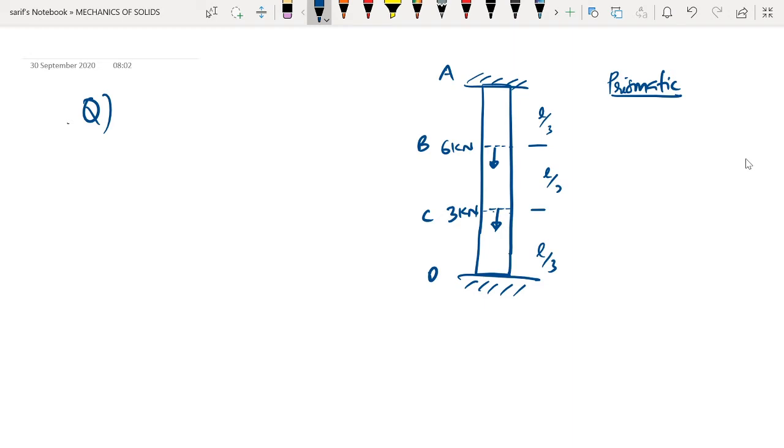So end A and end D both are fixed, and it is divided into three equal segments, L by 3, L by 3, L by 3. And at points B and C we are having two loads. One load is of magnitude 6 kilonewton and another load is of magnitude 3 kilonewton, and we need to find the reactions at the supports. So to find the reactions at the support, let us first try to draw the free body diagram.